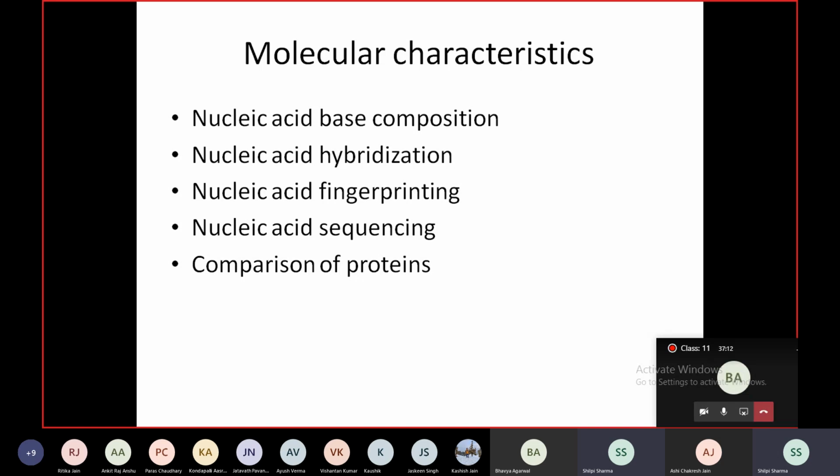So, like I said, these are the different techniques that I'm going to talk about. First, I would like to know from you, have you covered nucleic acids in your biochemistry course or in SBL?